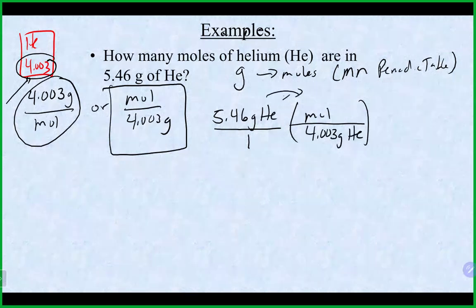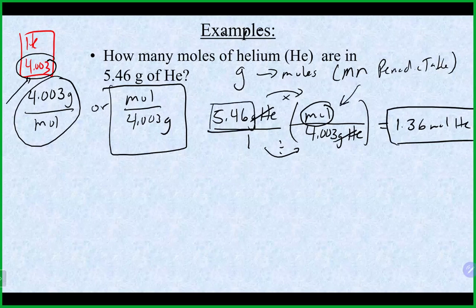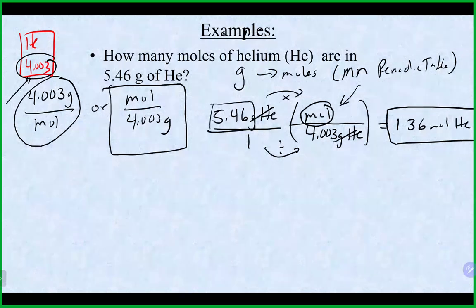Again, we're going to multiply and then divide. The grams of helium will cancel. It's going to leave us moles, which is what we're looking for in this case. And we're going to get 5.46 divided by 4.003, which gets us 1.36 moles of helium as our answer. Once again, the molar mass is an exact number, so in this situation, you would look back at the original number here, which has 3 significant figures, and that is probably what you would want to use. Any questions on that one there?